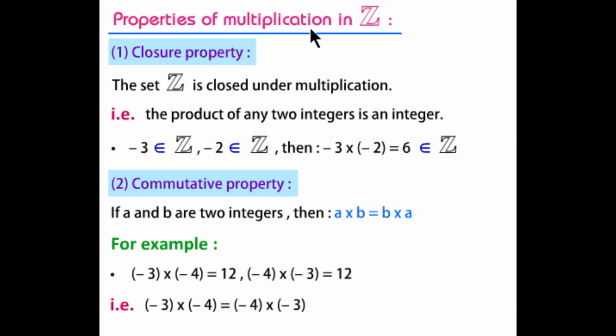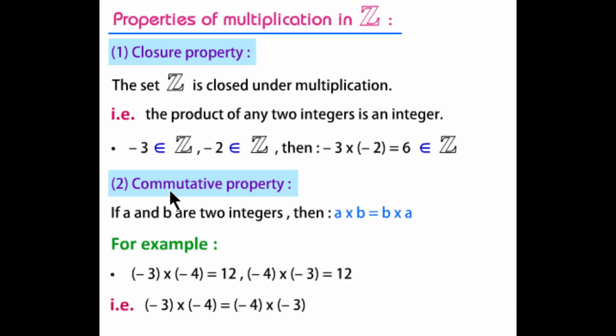Properties of multiplication in Z. 1. Closure property. The set Z is closed under multiplication. That's to say, the product of any two integers is an integer. Negative 3 belongs to Z. Negative 2 belongs to Z. Then negative 3 times negative 2 equals 6. And 6 belongs to Z.